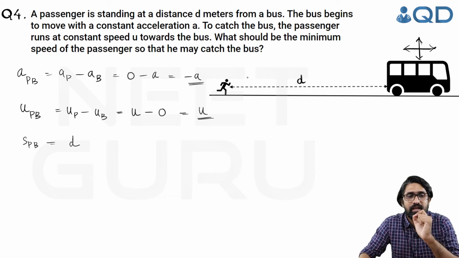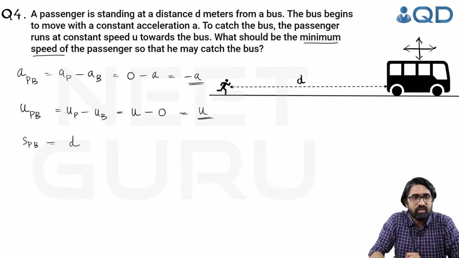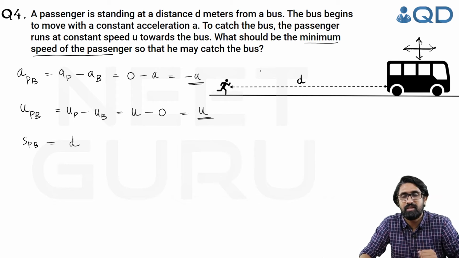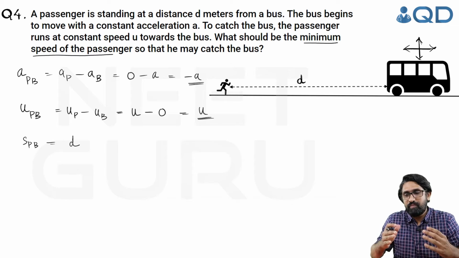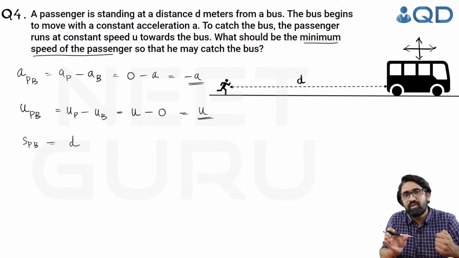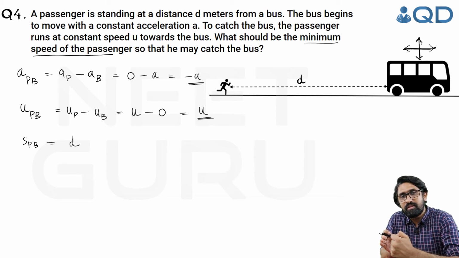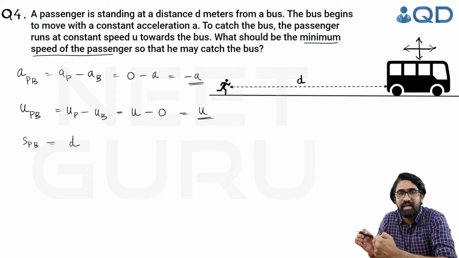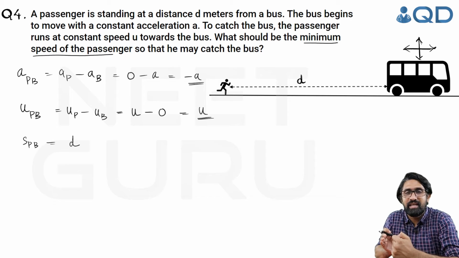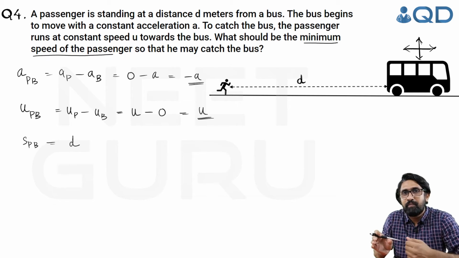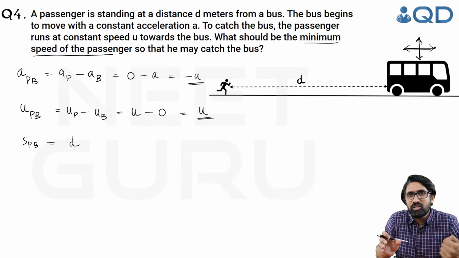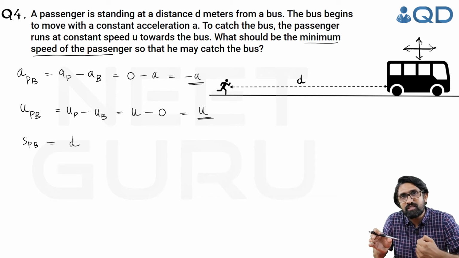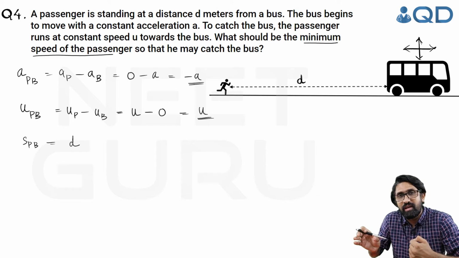Now is the most interesting part here. We need to find the minimum speed of the passenger so that he may catch the bus. Please understand that if the passenger is very fast, the passenger is moving with a very high constant speed, he may cross the bus, and since the bus is slowly accelerating, the bus will pick up speed and then cross him back. That is not the case that we need. And there is also another possibility that if the passenger is not fast enough, he may never reach the bus before the bus picks up speed and goes away.